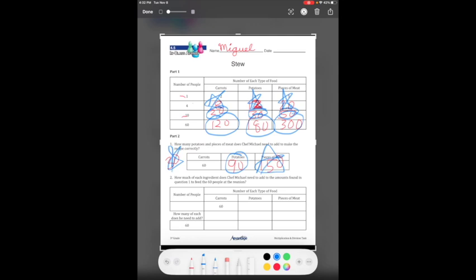All right, down at the bottom. Well, if there's 60 carrots, we already established that there are 30 people. So 60 carrots then equals 90 potatoes and 150 pieces of meat.